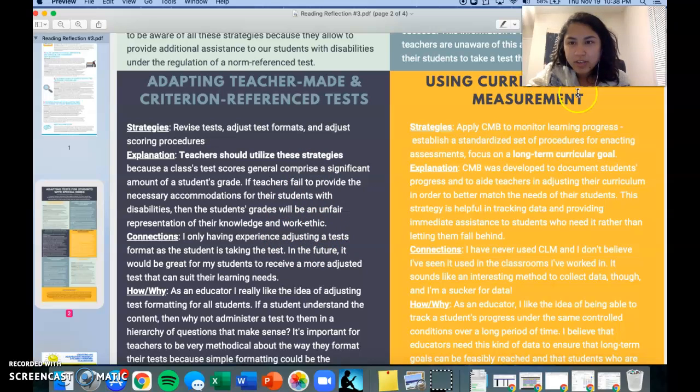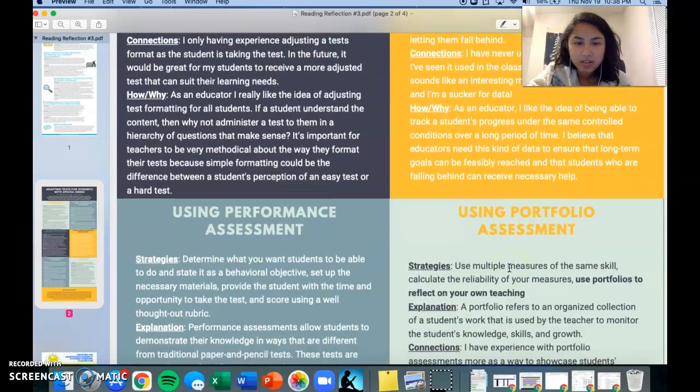Then we have curriculum-based measurement, CBM. This was interesting, focusing on a long-term curricular goal and tracking progress up until that goal. That was really interesting to learn.